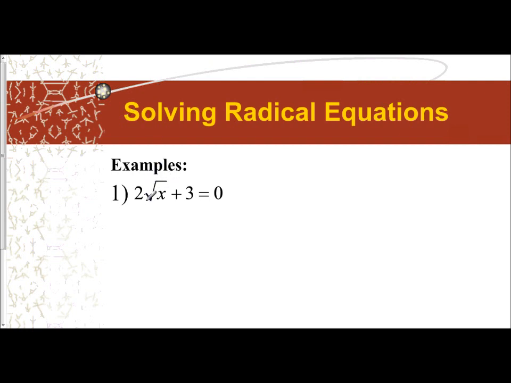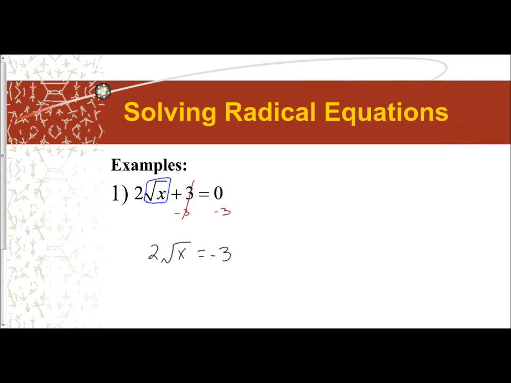Right now, my variable is contained inside of this square root. What that means is I want to isolate this object first. Before I can even do anything with the x, I need to isolate the square root. If I take a look, that square root's being multiplied by 2 and 3 is being added. So following how we normally solve, what I would do first would be subtract 3 from both sides. And then I'm going to get twice the square root of x equals -3.